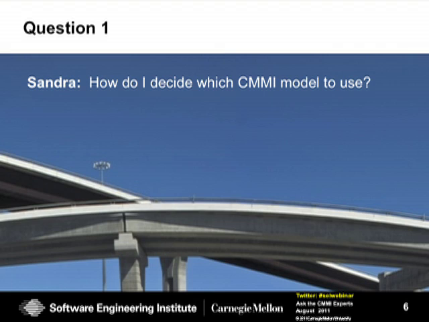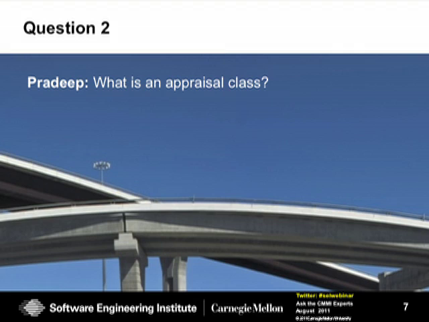Okay, question number two, coming to us from Pradeep, asking, what is an appraisal class? And Rusty, we will turn the microphone to you. There are three different classes of appraisal in the CMMI family covered by the ARC, and the difference between the three are in the rigor with which the examination of the evidence is done and the amount of evidence that's required to show compliance.